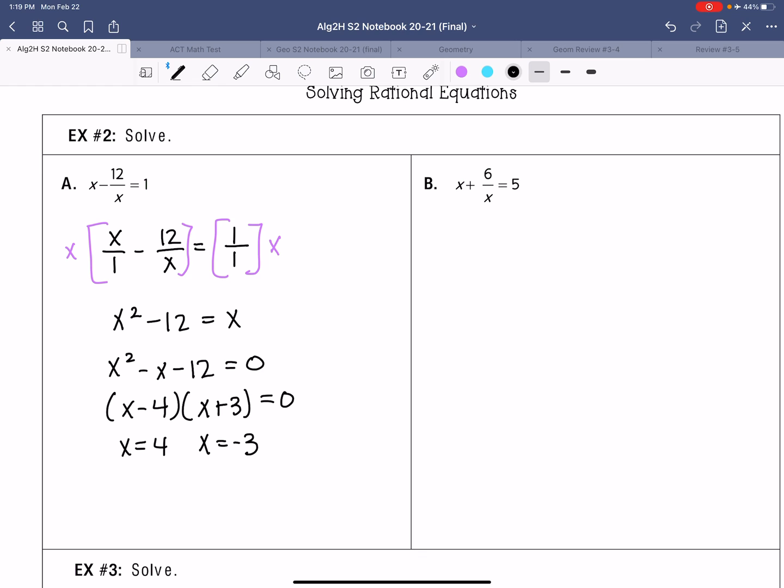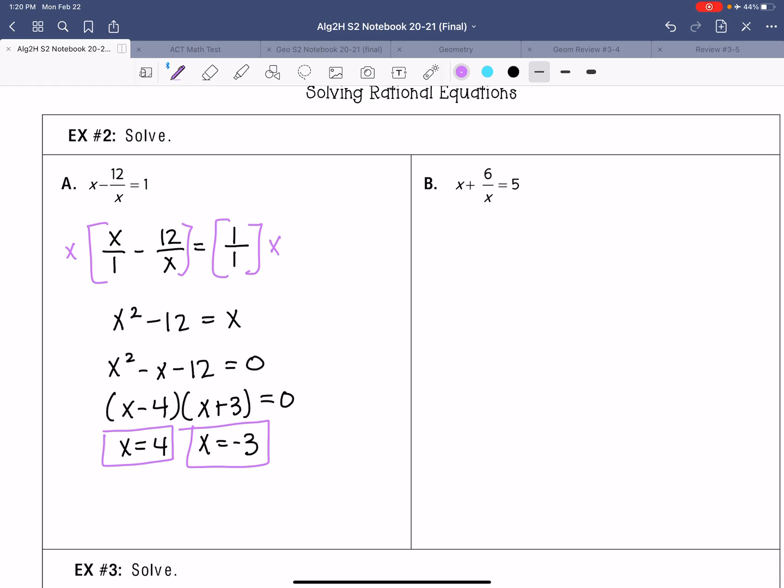Check if they both work. So really the only restriction I have is x can't be 0. So these both should work. We can double check and just make sure they work. So we have 4 minus 12 divided by 4 is 3. So 4 minus 3 is 1. Beautiful, 4 works. Let's try negative 3. I have negative 3. Negative 12 divided by negative 3 is positive 4. So I have negative 3 plus 4 equals 1. Perfect. They both work. So both of these are solutions.